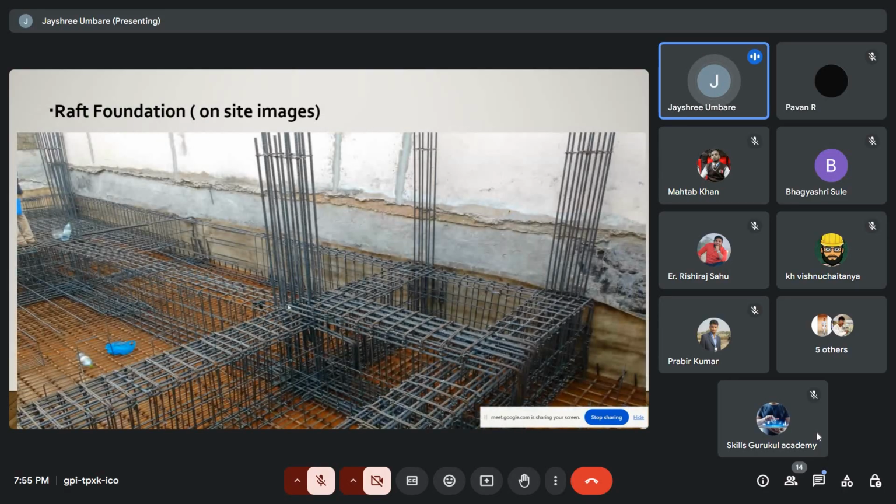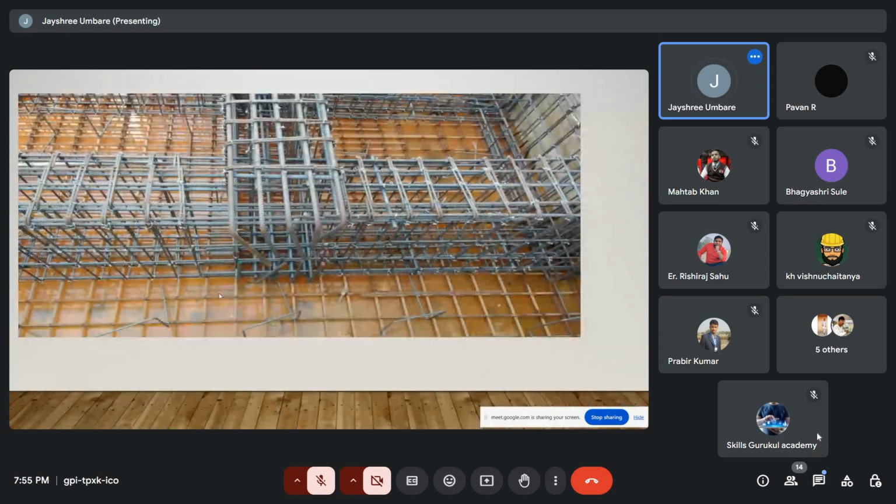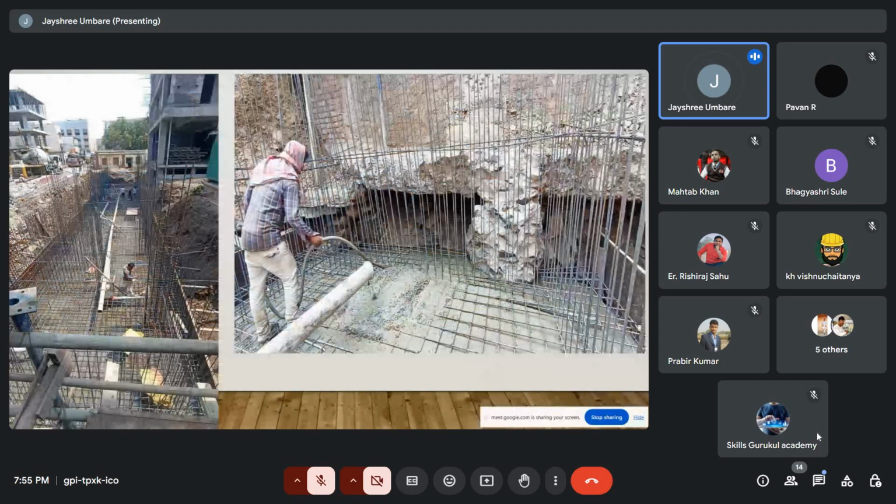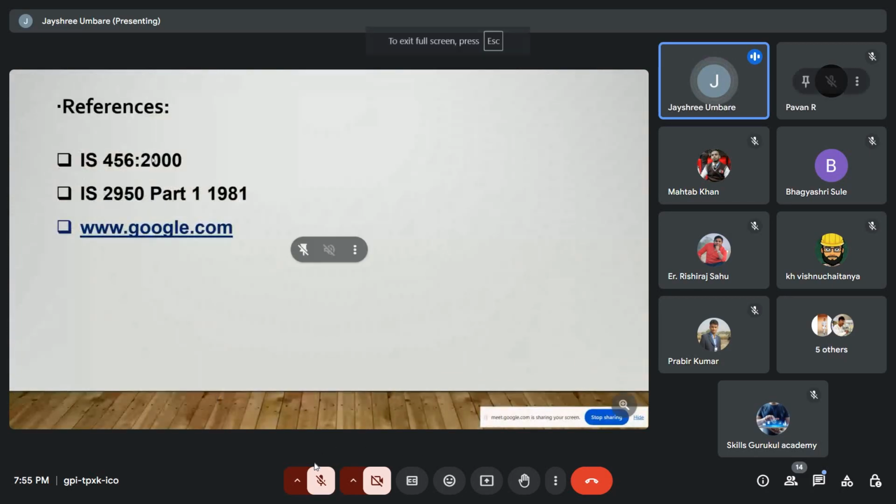These are some on-site examples: this is raft beam, this is the column, and below is slab. This is the beam junction. These are some on-site images. References I have taken for this are IS 456 2000, IS 2950 part 1 1981, and from Google.